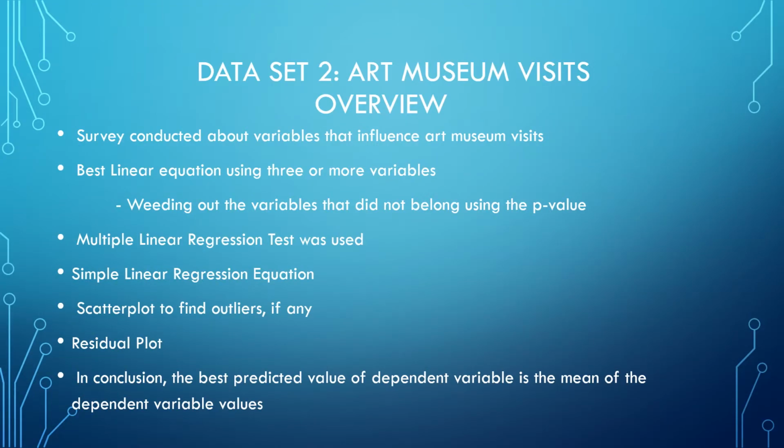For our data set, we have the number of art museum visits and how they correlated with, and if they were influenced by, other variables that we will get to next slide. Our next process was determining which values to use by the p-value and the t-scores. We used the multiple regression test to remove a few of the variables to determine which we will use.